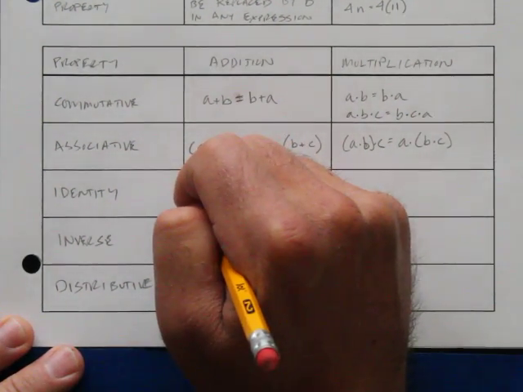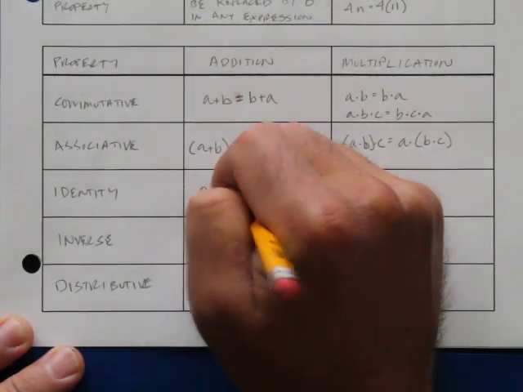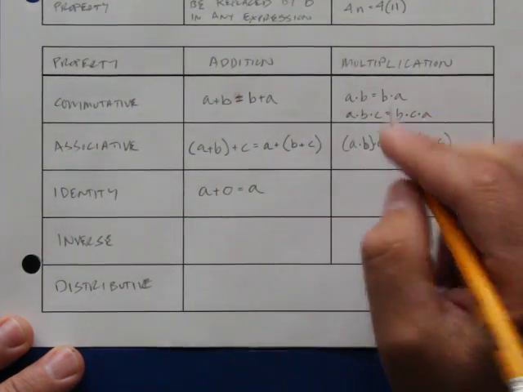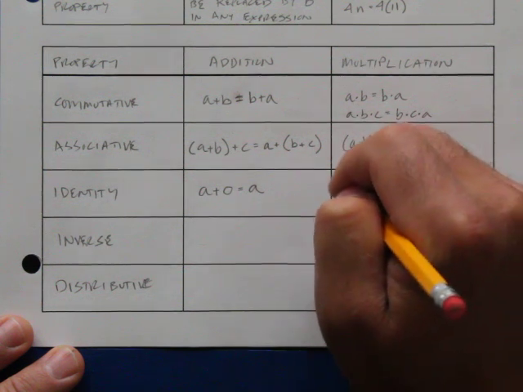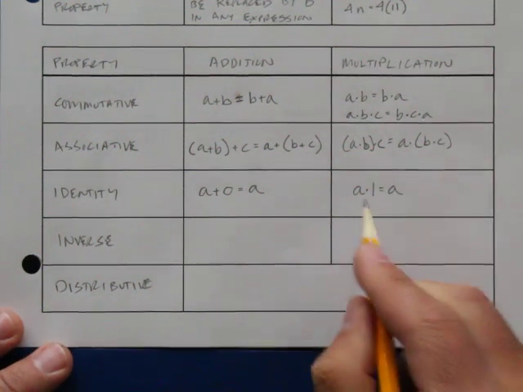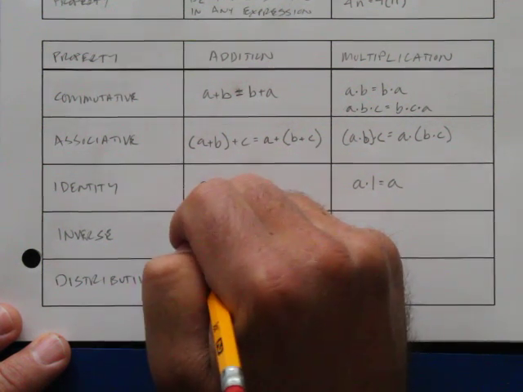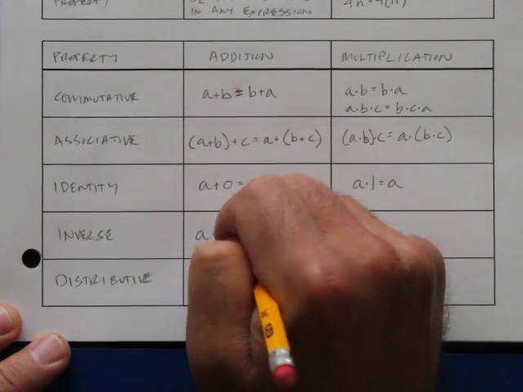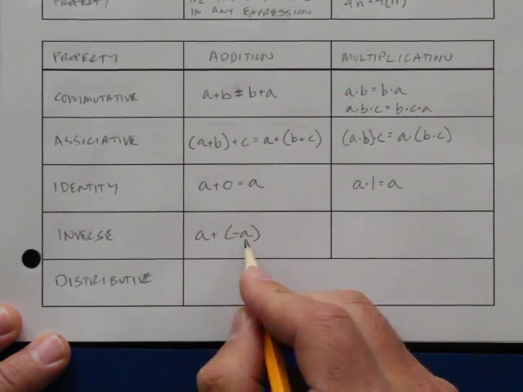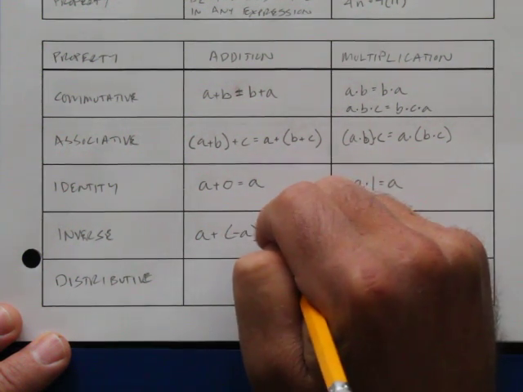Identity of addition, A plus 0, any number A plus 0 equals that original number that I started with. Similarly with multiplication, A times 1 equals A. Any number times 1 equals that number. Inverse. A plus negative A, so any number added to the negative version of that number equals 0. That's a funny 0.